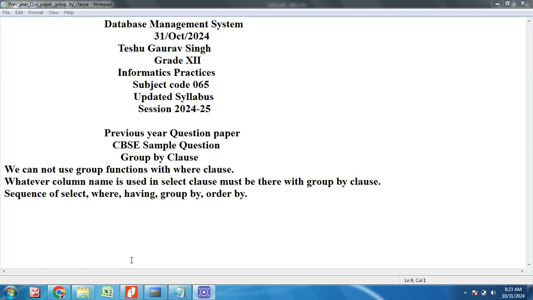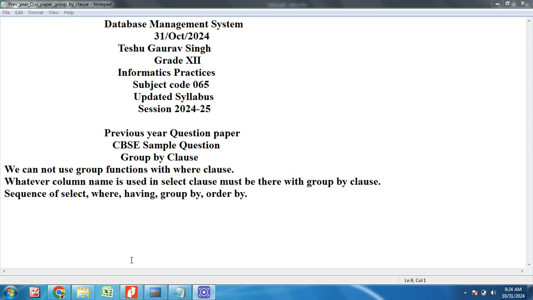Second, whatever column name is present in the select clause must be there in the group by clause also. But whatever column is present in the group by clause need not be present in the select clause. And we discussed the sequence of select clause, where clause, having clause, group by clause and order by clause. Some questions are frequently asked by CBSE for 12th board IP students.